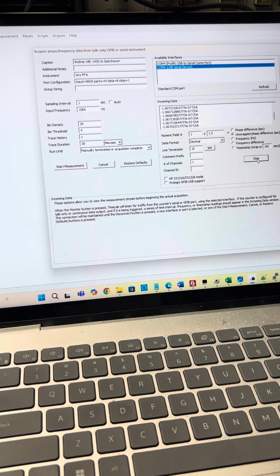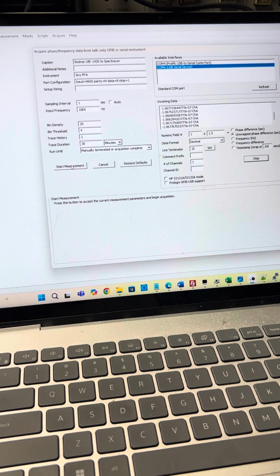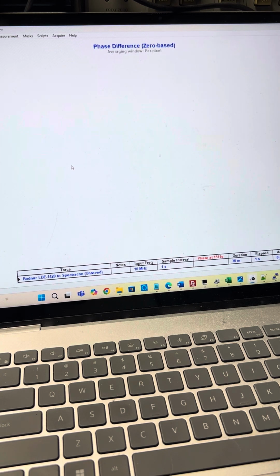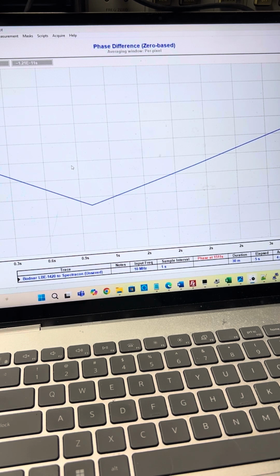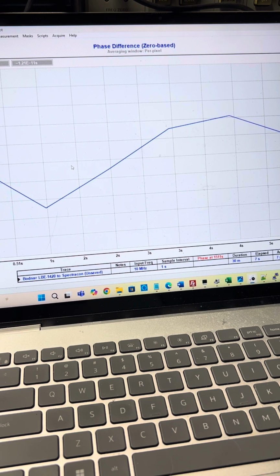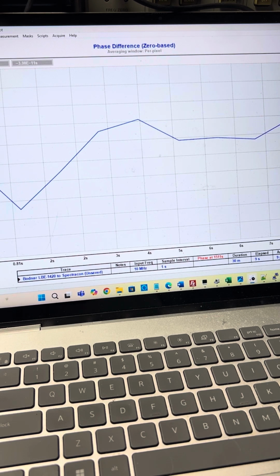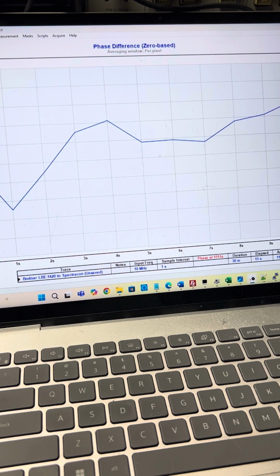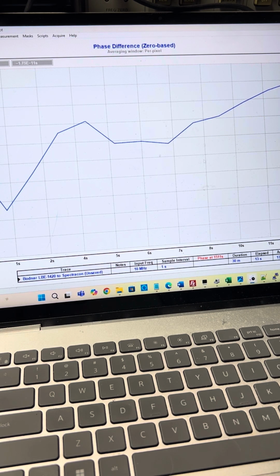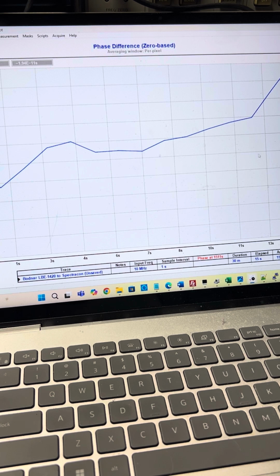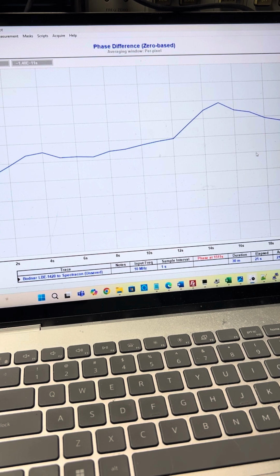So now we will start the measurement, and you see it acquiring and collecting a little bit of information, and then now this data will change. We have a 0 line here. Ideally, if both oscillators had no phase difference, the developing graph would converge on this line here.